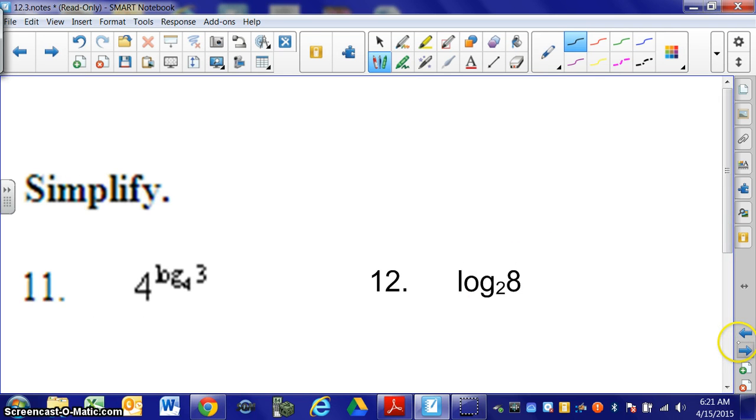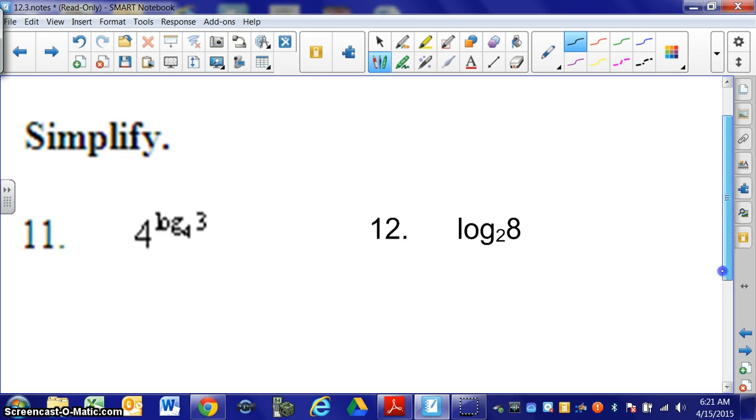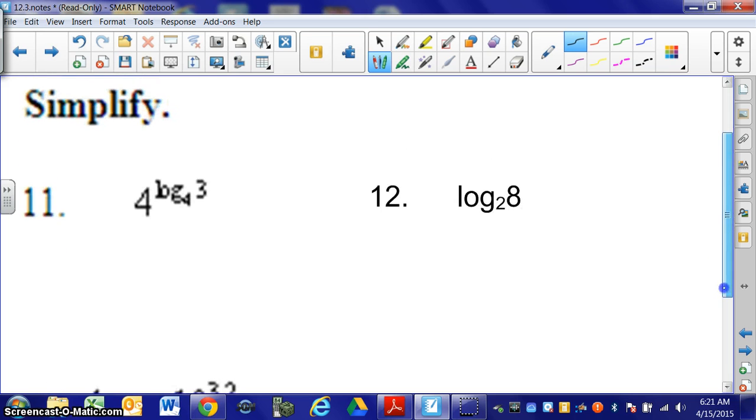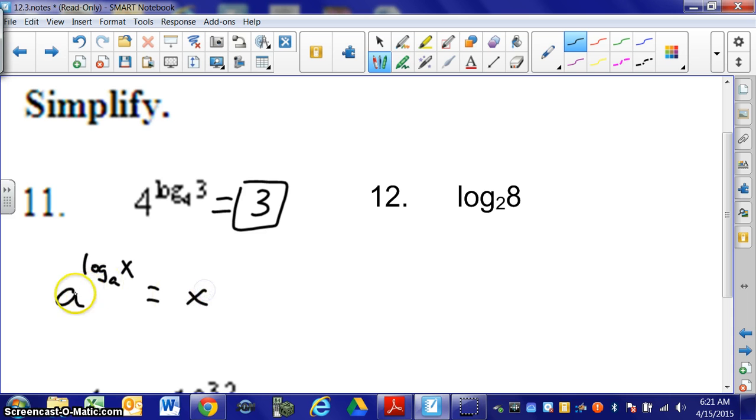Alright, one more page of notes. Let's go ahead and simplify these things here. Here I have 4 to the log base 4 of 3. And I'm going to tell you here that the answer is just 3. There's a rule that if I have a to the log base a of any number, the answer is just that number, because exponents and logs are inverse operations of each other.